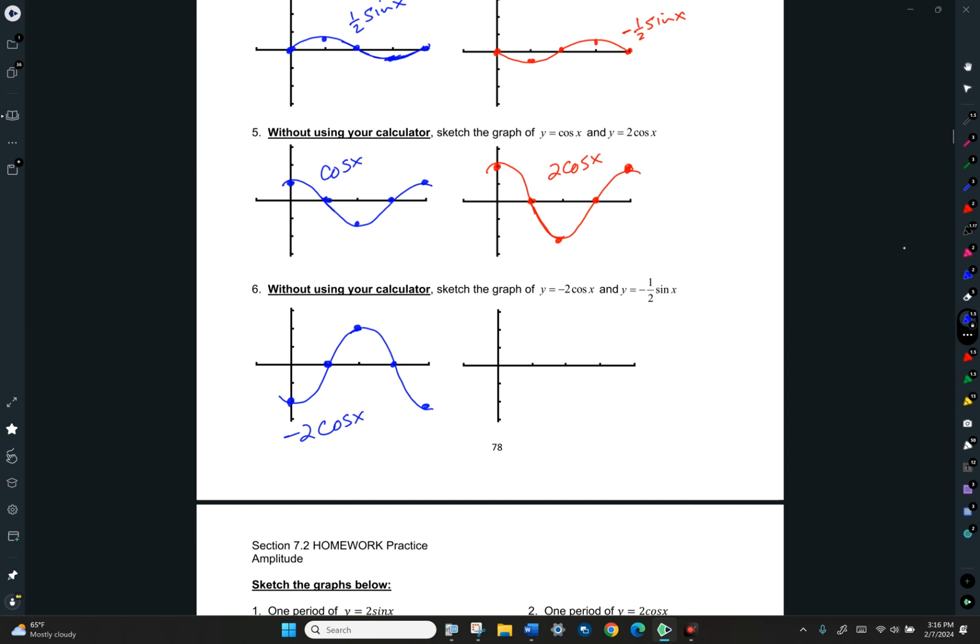Okay, what about -1/2? I think this is supposed to be -1/2 cosine. I'm going to change this to say -1/2 cosine. Sorry about that.